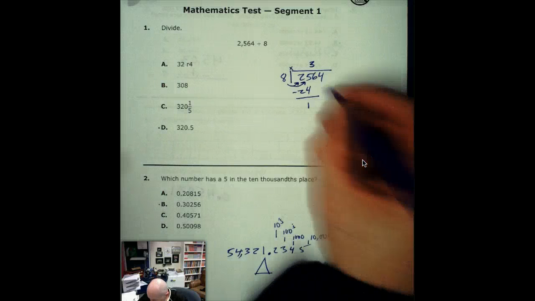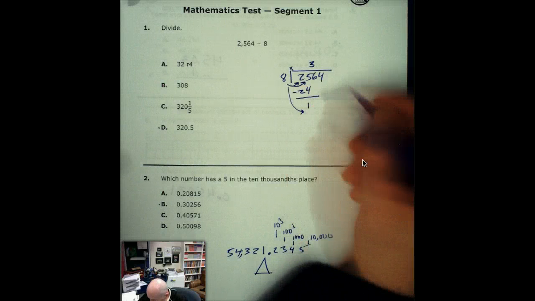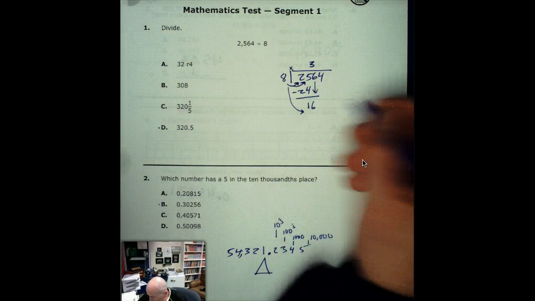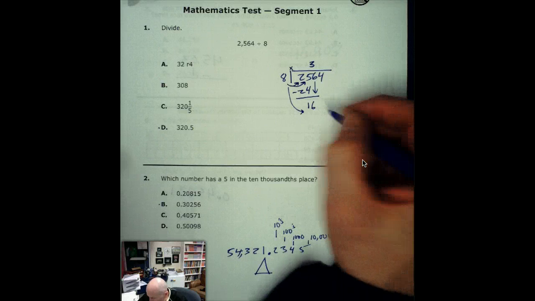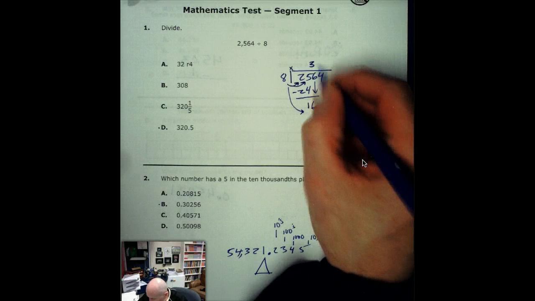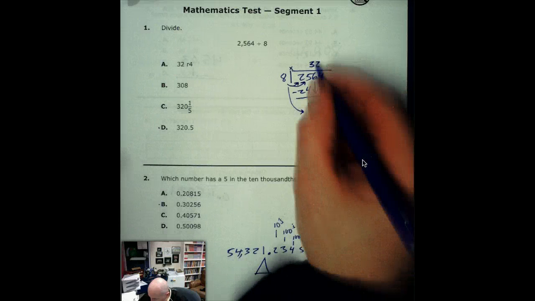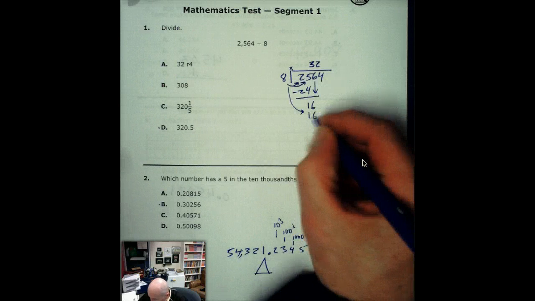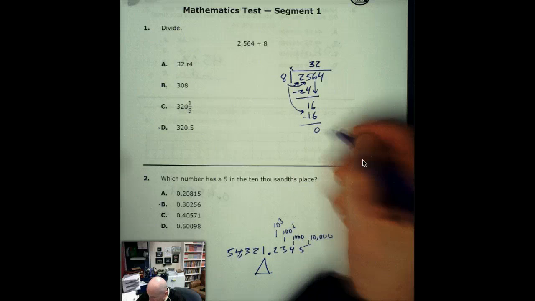Now, does 8 go into 1? No, it doesn't. I can bring down a 6. Does 8 go into the 16? Yes, it goes into 16 2 times. 2 times 8 is 16. I'll subtract away and I've got 0.